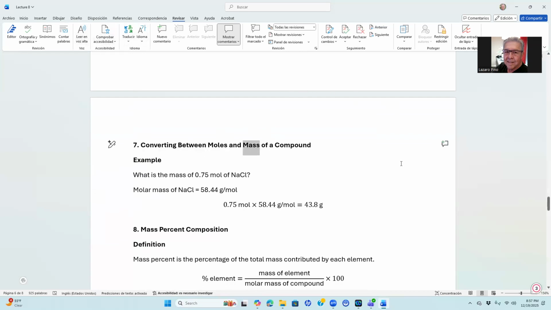Converting between moles and mass of a compound. Example. What is the mass of 0.75 moles of NaCl? Molar mass of NaCl equals 58.44 grams per mole.